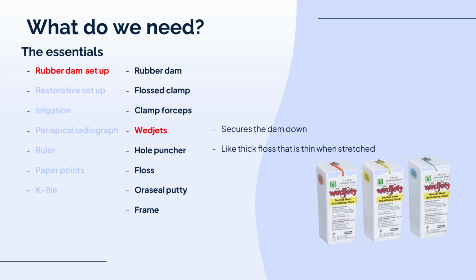Widgets. Okay, so these are like floss. When you stretch it, it becomes really thin. So we use this to secure the dam between teeth, sort of away from the one that we're clamped. Okay, so again, this just holds the dam down.